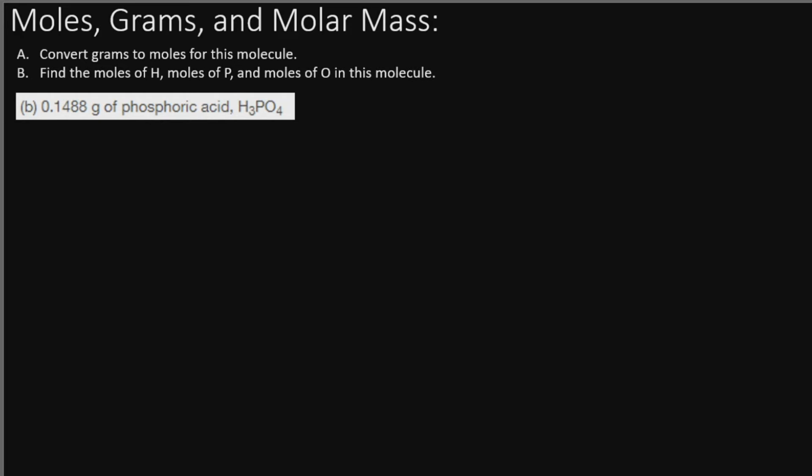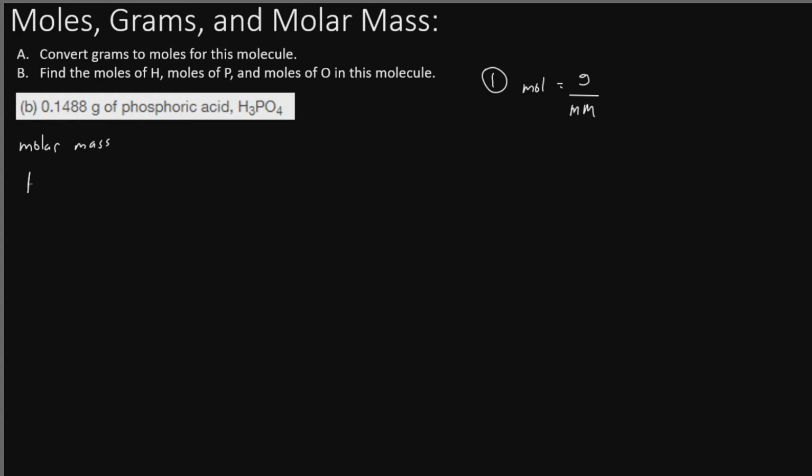In this problem, we have 0.1488 grams of phosphoric acid. Our first duty is to convert this to moles, and then find the moles of hydrogen, the moles of phosphorus, and the moles of oxygen. First, let's recall that to find moles, we need to take grams over molar mass, or mm. Let's calculate the molar mass now.